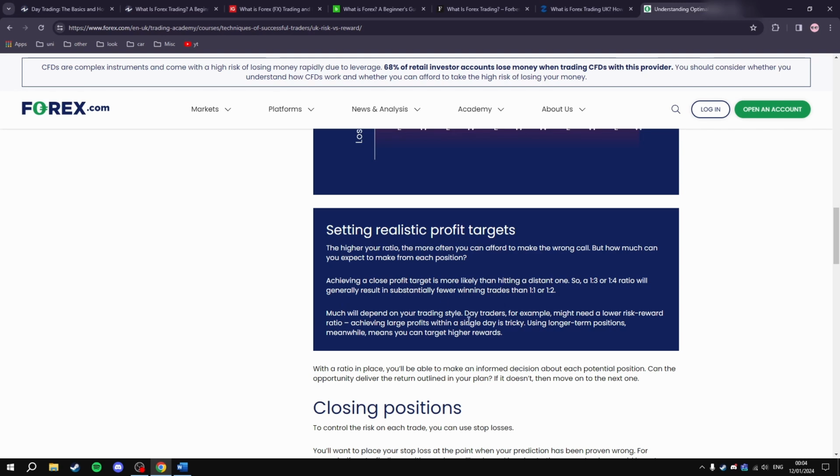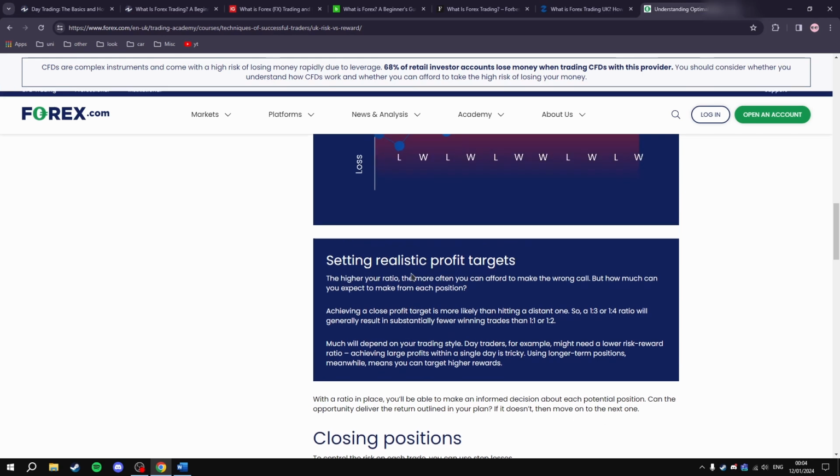Much will depend on your trading style. Day traders, for example, might need a lower risk-reward ratio. Achieving a large profit within a single day is tricky. Using longer-term positions, meanwhile, means you can target higher rewards. With a ratio in place, you'll be able to make an informed decision about each potential position. Can the opportunity deliver the return outlined in your plan? If it doesn't, then move on to the next one.